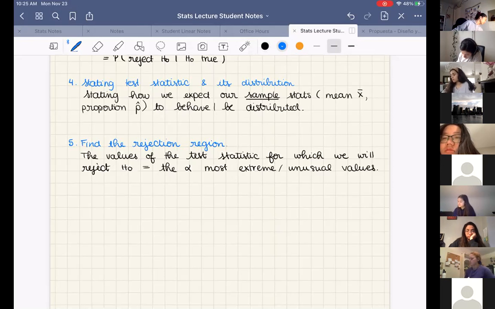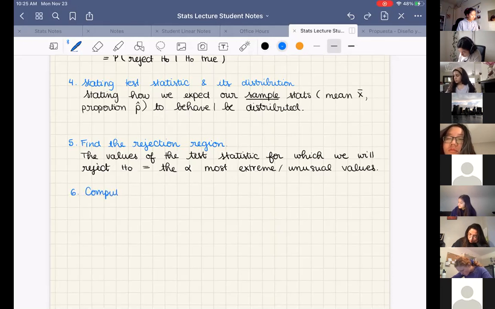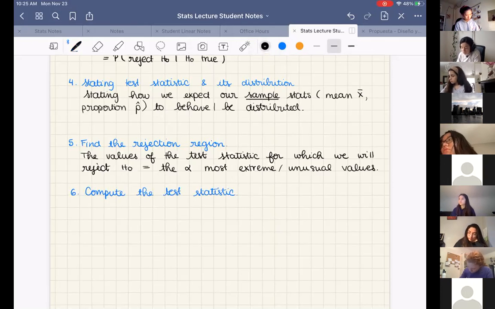The 6th step is fairly simple because you'll always have a formula for it. It just means you're going to have to compute the test statistic. Okay, so that's pretty straightforward. You have to compute the test statistic. So that's it. You just compute it for your sample.